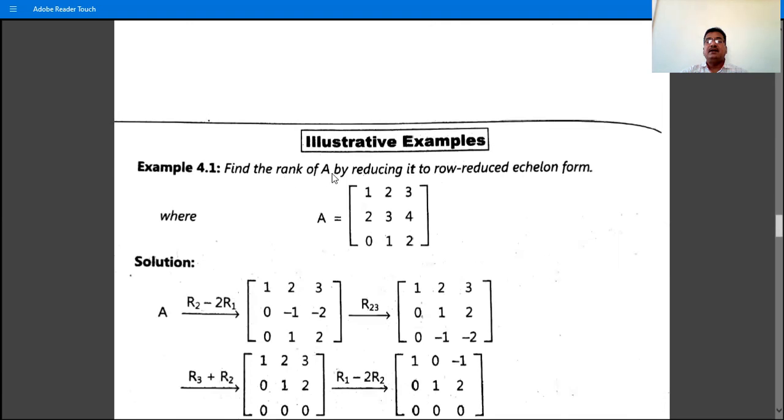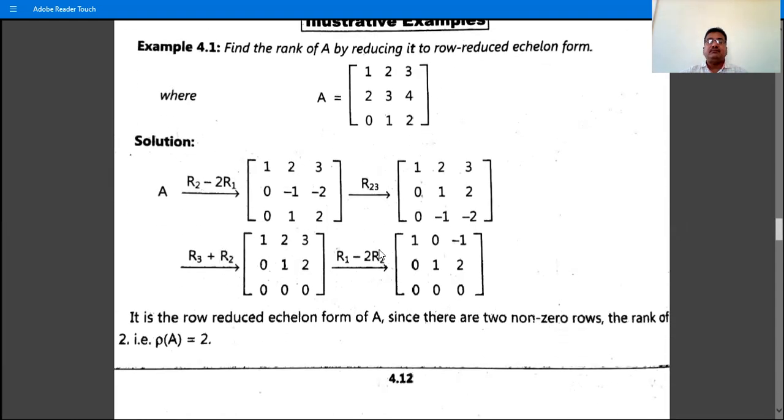To find the rank of A, we can also reduce it to reduced row echelon form. By applying these operations, this is the reduced row echelon form, and again we count the number of non-zero rows. There are 2 non-zero rows, and therefore the rank of A is 2. Or there are 2 leading ones, and therefore the rank of A is 2.